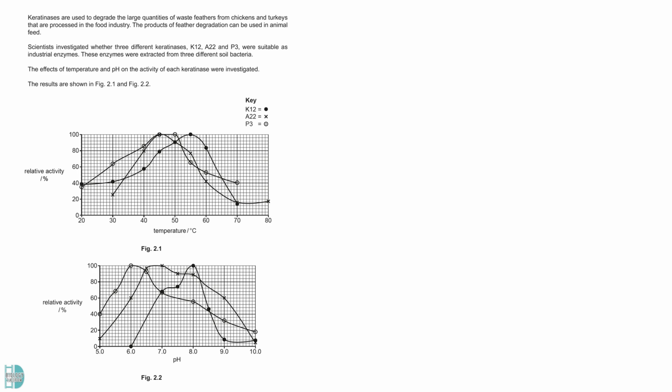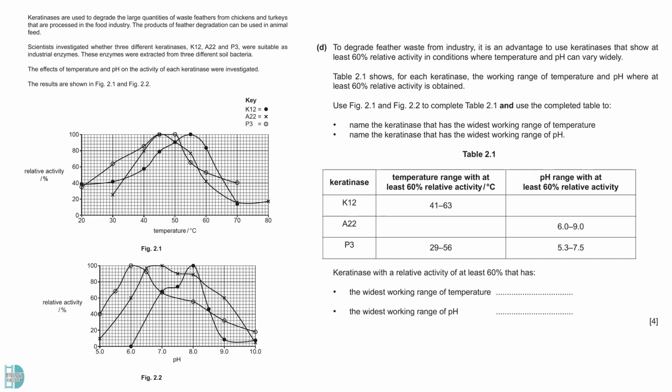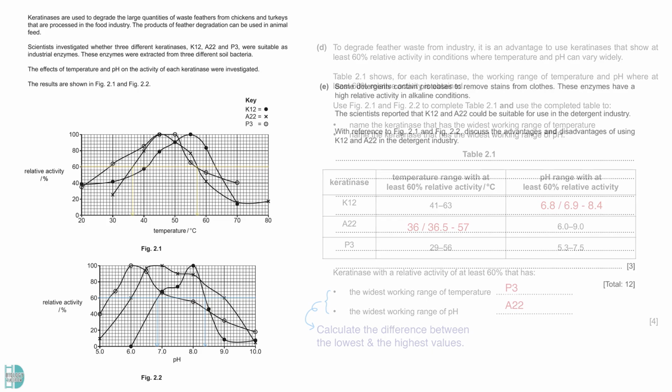Figures 2.1 and 2.2 show the effect of temperature and pH on three types of keratinases. D wants you to complete the table showing the working range of temperature and pH where at least 60% of the relative activity is obtained. Draw a line at 60% in both graphs and you can read the range easily. To know the enzymes with the widest working range of temperature and pH, you have to calculate the difference between the highest and lowest values of the range.